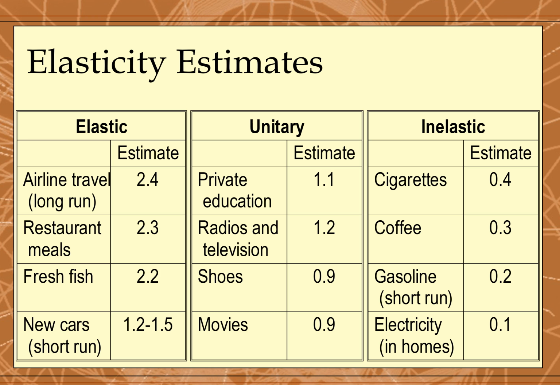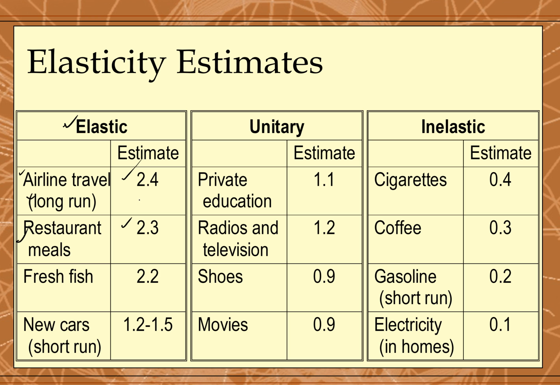What are goods that are considered to be ones where consumers are sensitive to a change in price, or elastic? Well, airline travel, in the long run, the value of E is 2.4. What does that mean? Well, that means for every 1% change in price, or airfare, you could expect a 2.4% change in demand. And one of the reasons could be the fact that there are many, many options in terms of who you fly with.